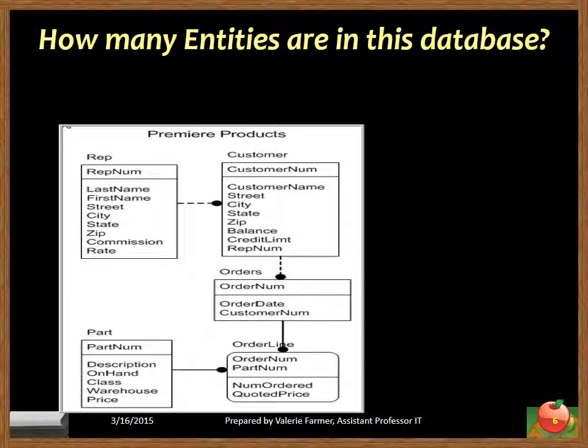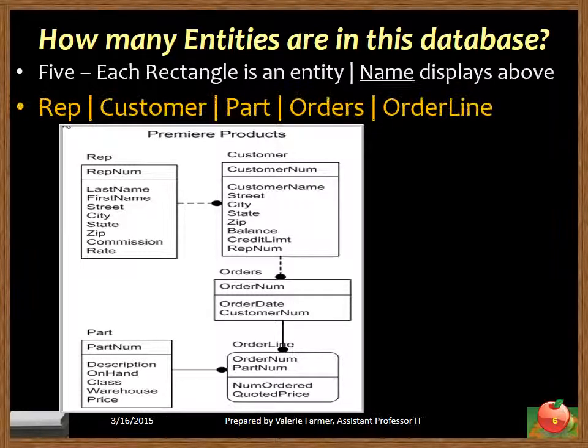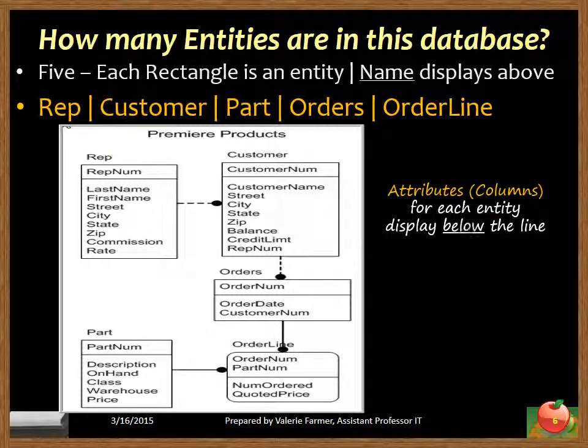How many entities are in this database? There are 5 entities. Each rectangle is an entity. The name displays above the rectangle. Rep, customer, part, orders, and order line are the entities. Attributes, also known as columns, also display for each entity below the line.